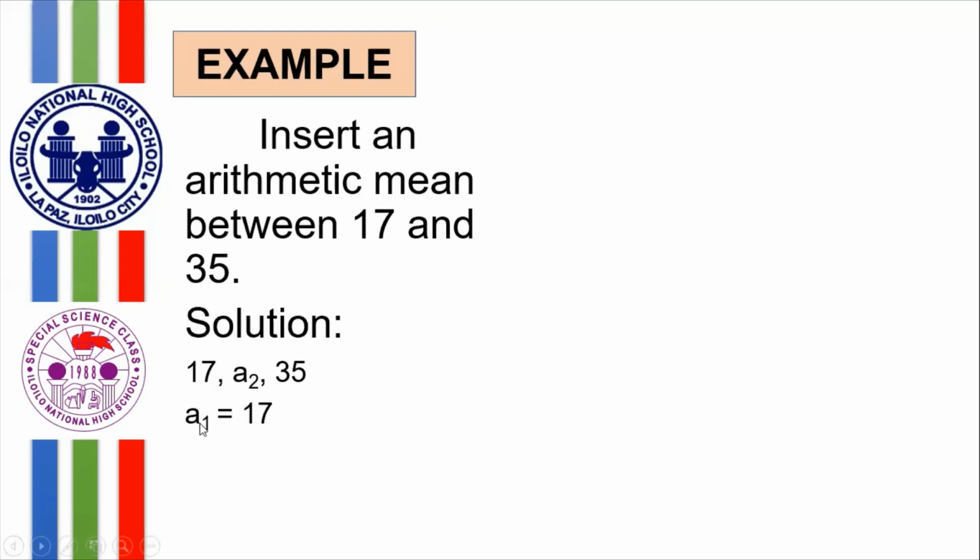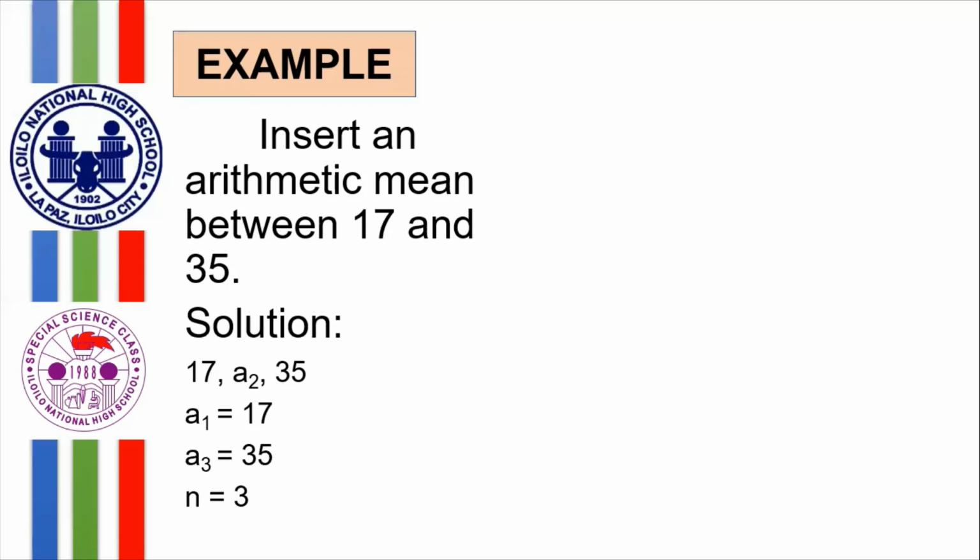This means to say that your a sub 1, or the first term of this sequence, is 17. And how about 35? This is 1, 2, 3. 35 is the third term. Sorry for that. And if you could see, how many terms do you see? You could see 3 terms, right? That is why we will set our n to be 3, because we have 3 terms.